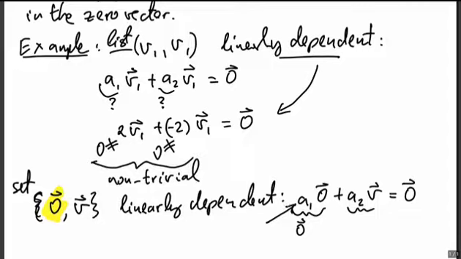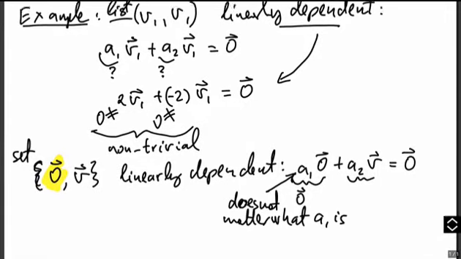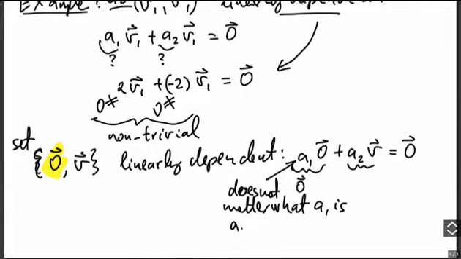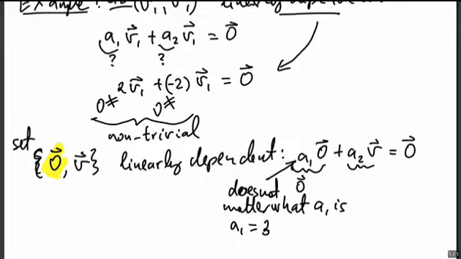In this first one, it doesn't matter what A1 is. So for example, we could choose A1 equals 3. For the second one, if you have 0 plus another vector equals the 0 vector, then this must be the 0 vector. Since we don't know what v is, we have to set A2 to be 0, the scalar.